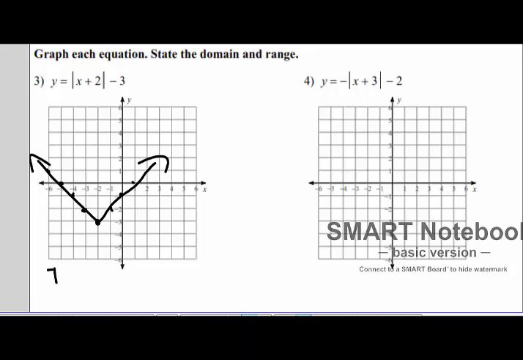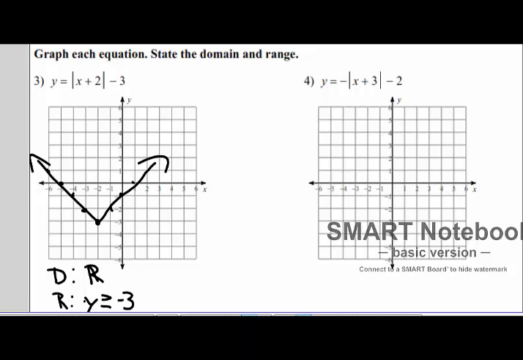So our domain is always all real numbers because it goes back forever and forwards forever. Now our range of this one, we have a low point of -3. So it's going to be y is greater than or equal to -3 because it goes up forever. Alright, so the next one.